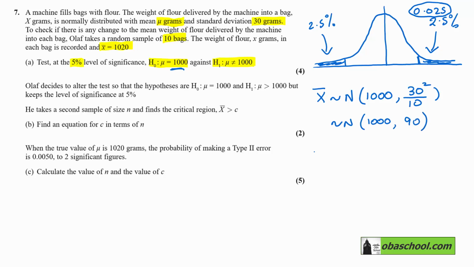Now, using the calculator, we can work out the probability that x bar is more than 1020. And that gives us 0.0175. That means it's somewhere here. Remember, this is 2.5% or 0.025. So this number is smaller. It must be further down the tail. And that means it's in the critical region.